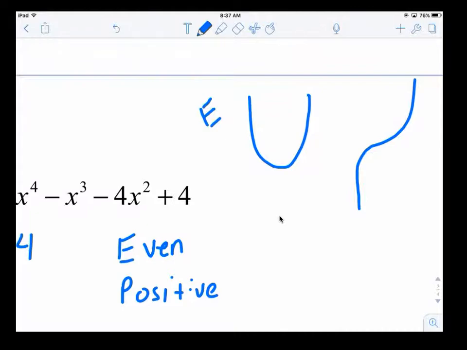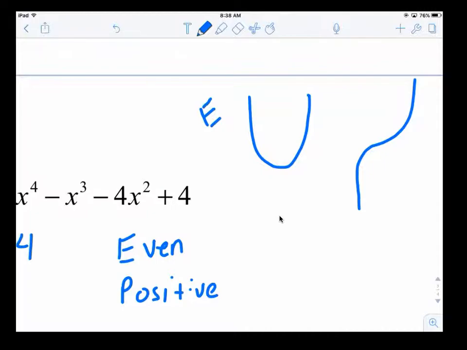So as x gets more and more positive, as x goes to the right, your y values are going up, so they're going towards infinity too. And then as you go to the left, your y values are going up, right? So that's why you say as x goes to infinity, if the leading coefficient is positive, and it's even. If this was negative, then they would both be going down.